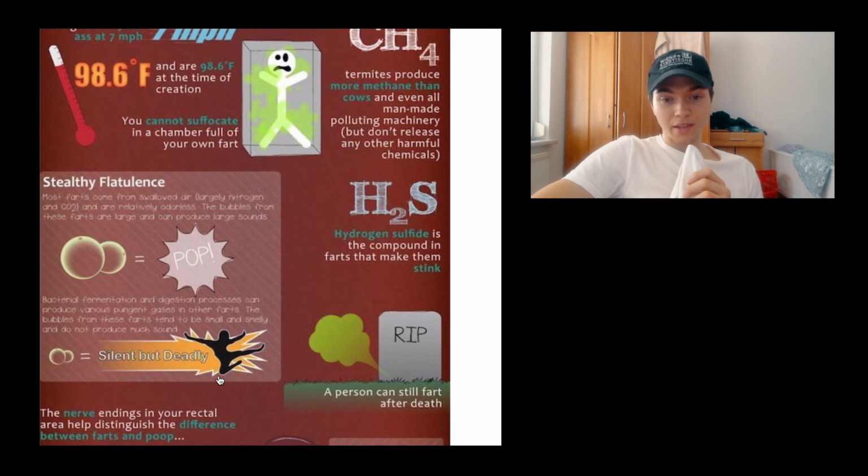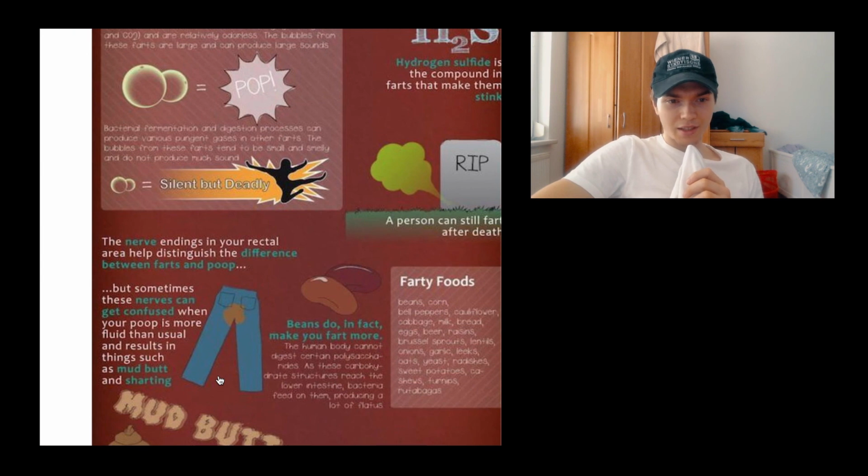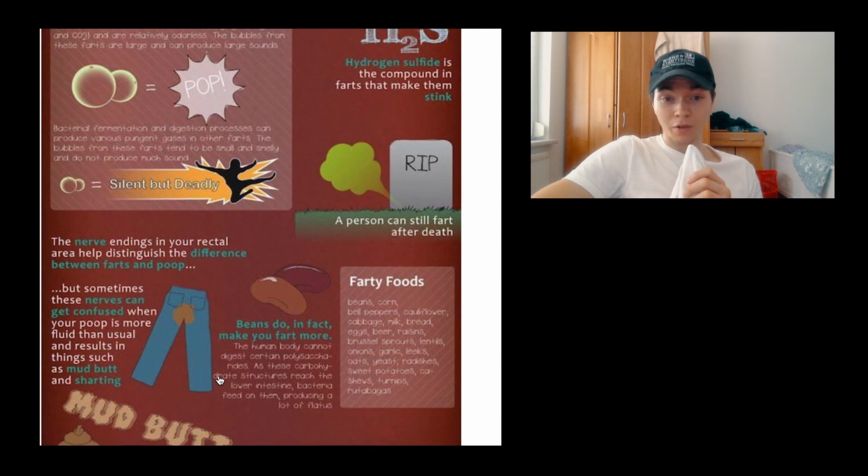A person can still fart after death. How? The nerve endings in your rectal area help distinguish the difference between farts and poop. But sometimes these nerves can get confused when your poop is more fluid than usual, and it results in things such as mud butt and shorting. Beans do in fact make your farts worse. The human body cannot digest certain polysaccharides, these carbohydrates, blah, blah, blah.